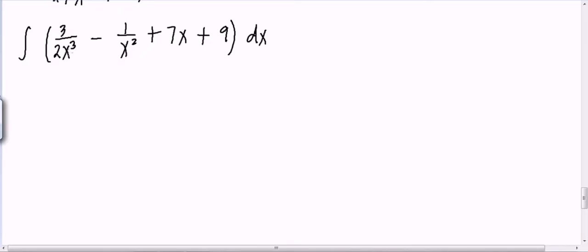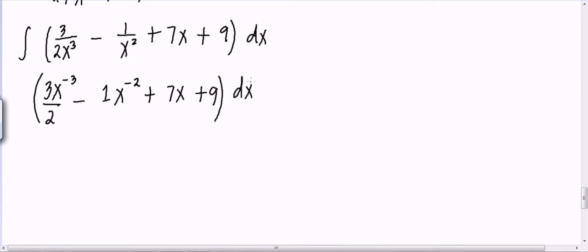So, yung x cubed dito sa una, magiging katabi niya si 3. So, magiging 3x raised to negative 3. Okay, may iwan si 2 sa baba. Okay, minus, so si 1, makakatabi niya si x, pero magiging negative 2 na. Okay, and then plus 7x plus 9. Okay, and then dx. So, saka natin siya i-integral.